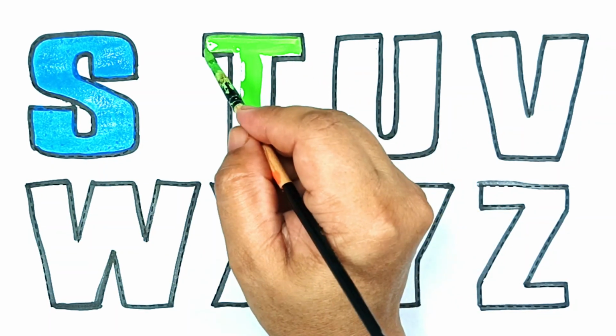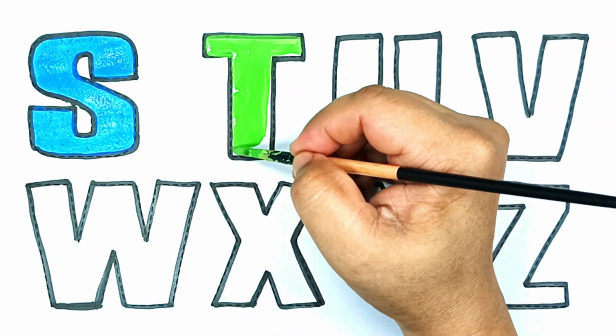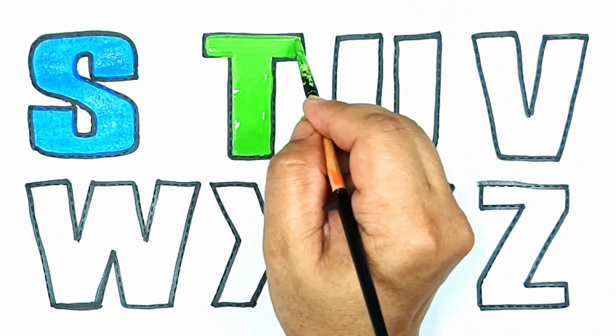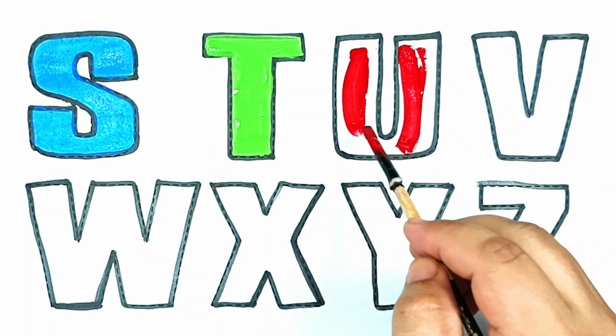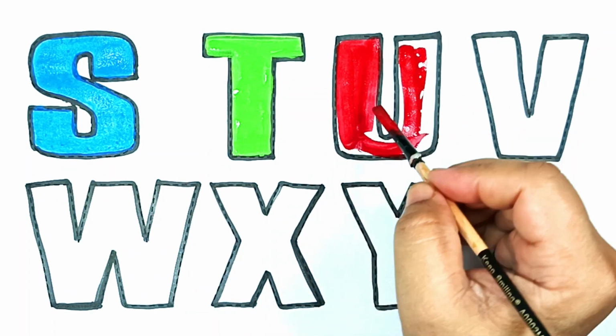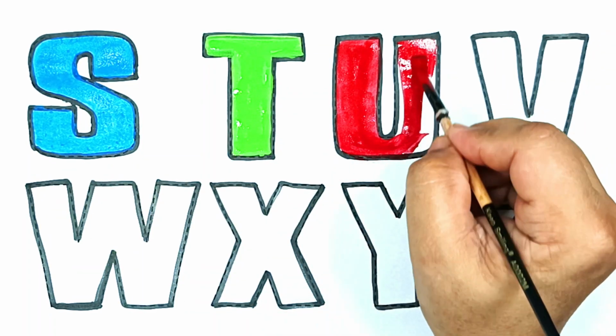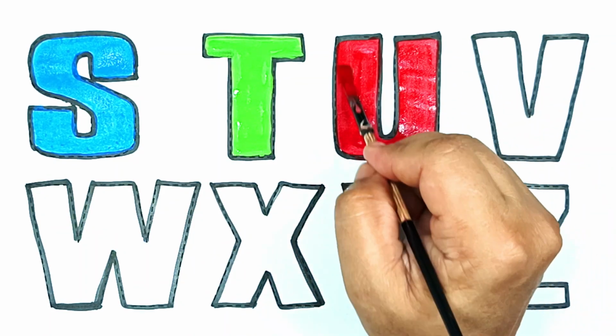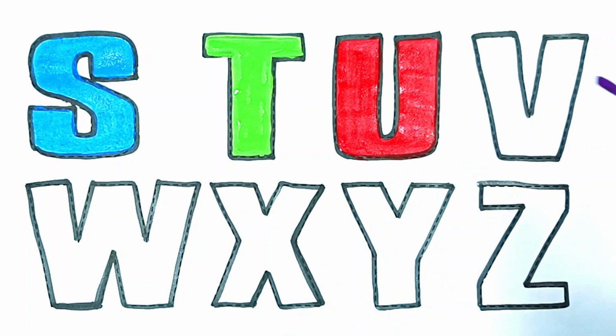T for tree. T for train. T is for toes, they tickle when you touch. U for umbrella. U for unicorn. U is for uncle, he's thin as a bean.